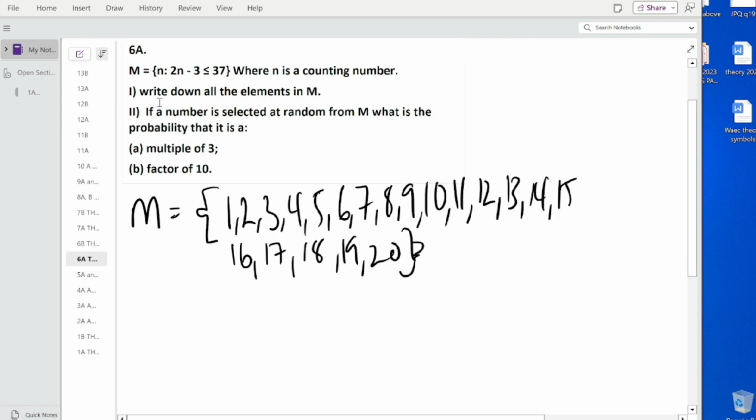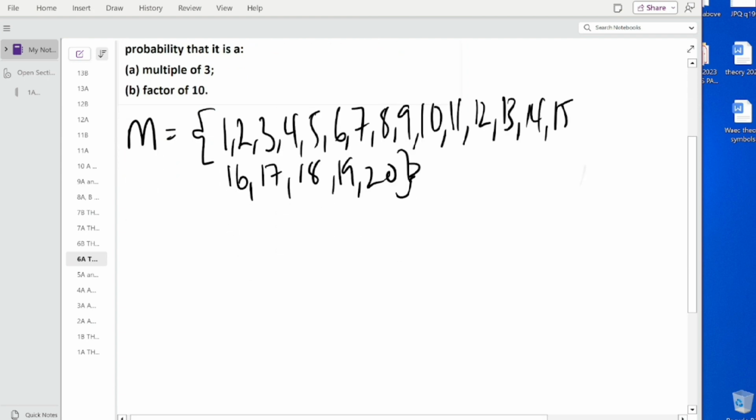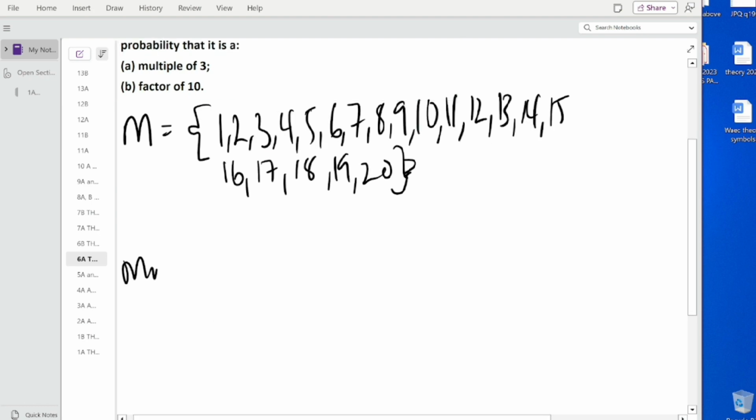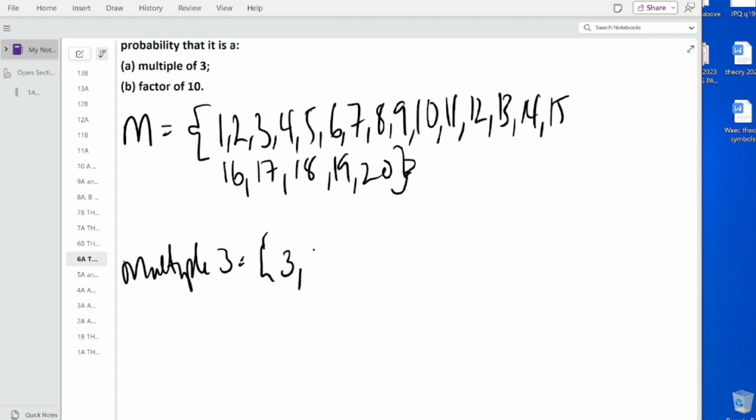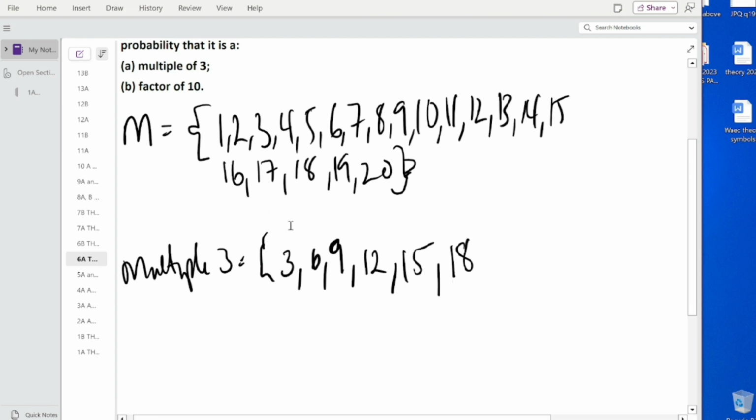Now that we have figured out all the elements of M, we can answer the second question that says, if a number is selected at random from M, what is the probability that it is a multiple of 3? So we have to know all our multiples of 3. Multiples for the first one, a. Multiples of 3 are 3 itself, then numbers that you multiply by 3, like 3 times 2 is 6, 3 times 3 is 9, 3 times 4 is 12, 3 times 5 is 15, 3 times 6 is 18, 3 times 7 is 21, and 21 is greater than 20, so it can't fit into this. So we'll stop at 18.